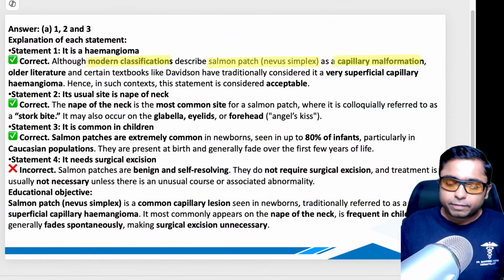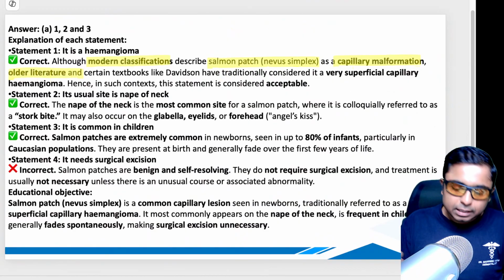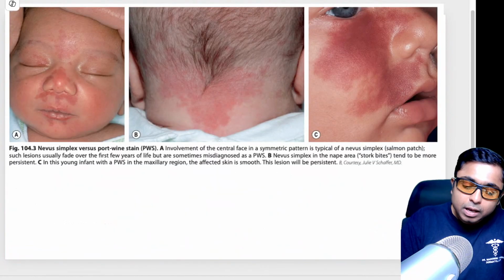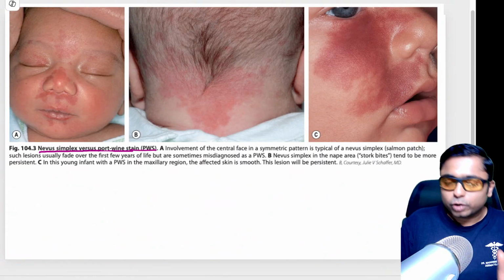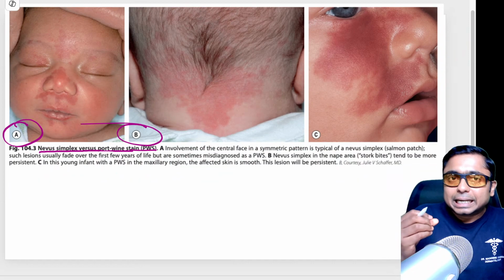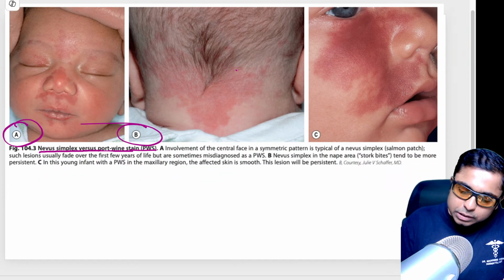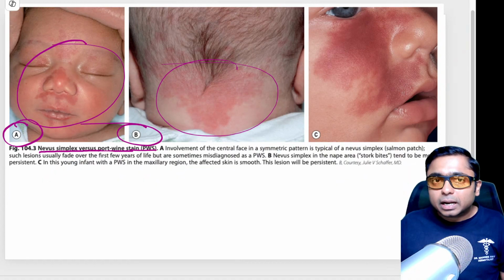Both of them are different, but because in the older literature it was mentioned as hemangioma, we can consider this as the answer here. So you can see the beautiful child, nevus simplex, and also the pictures of the port-wine stain. Please remember these two pictures, A and B. These are the salmon patch, where you are able to see it over the nape of the neck and also over the face. You can see that it can be bilateral involvement.